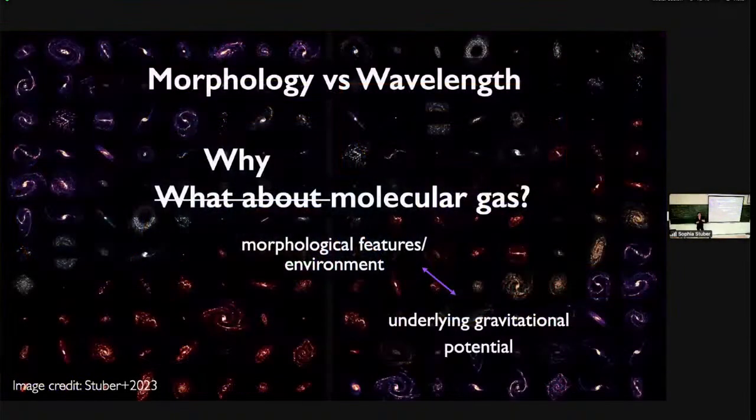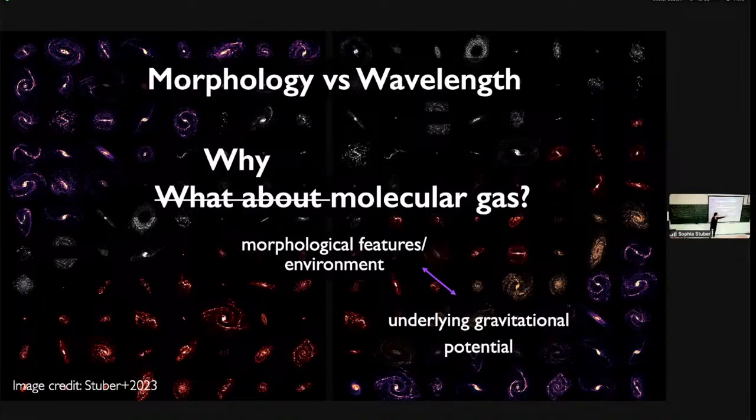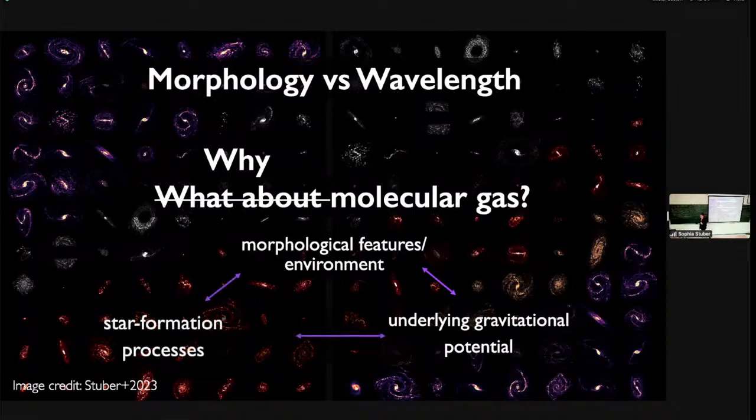So by trying to classify the morphologies of these galaxies based on the molecular gas distribution, we might be able to link directly the underlying gravitational potential with processes of star formation. So this was the motivation behind this work. And so we actually did this. We tried to classify the morphologies based solely on the molecular gas distribution.